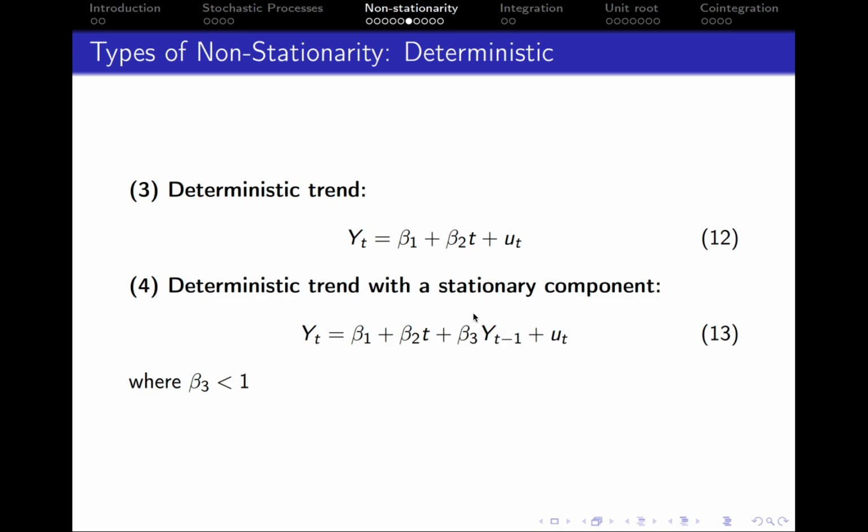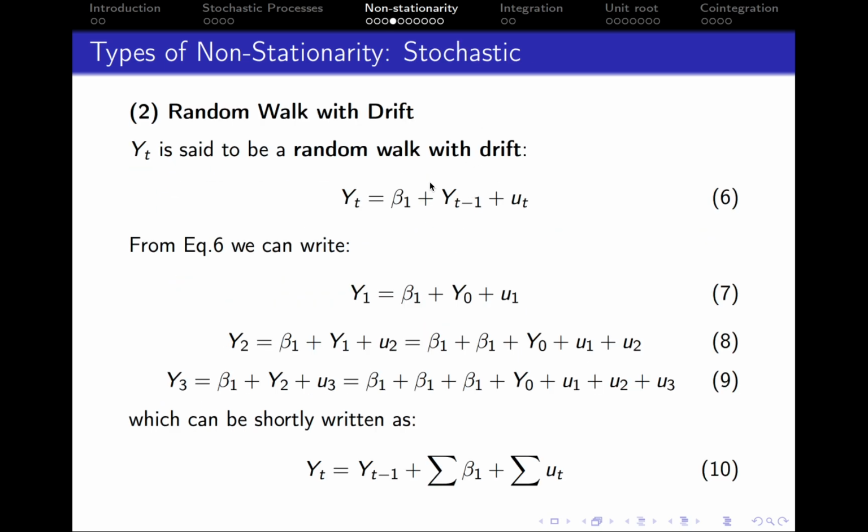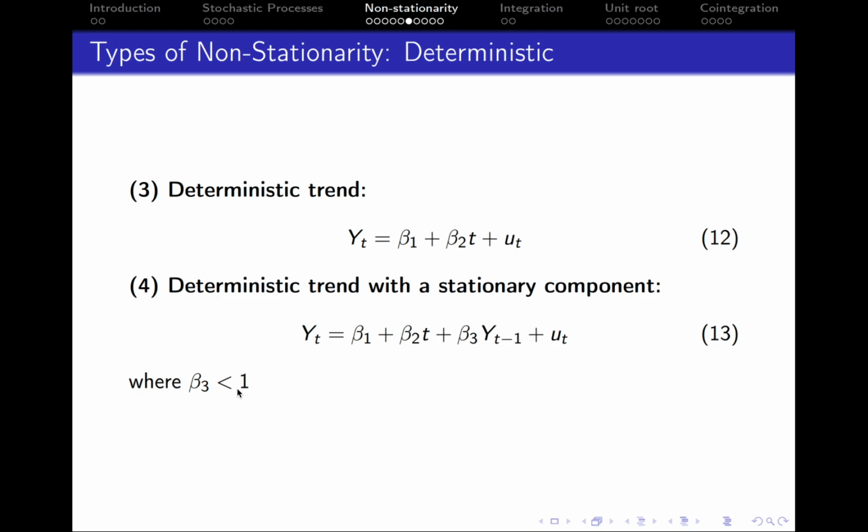We would have a non-stationary component, and this case will be similar to what we had here when yt was just a function of yt minus 1. But in this case, since beta 3 is below 1, the shocks do not stay in the system, they die away with time. However, the trend is still there, and y is said to be non-stationary around the trend.